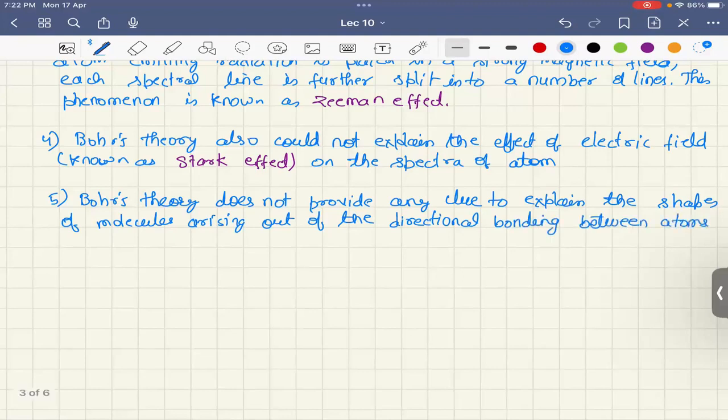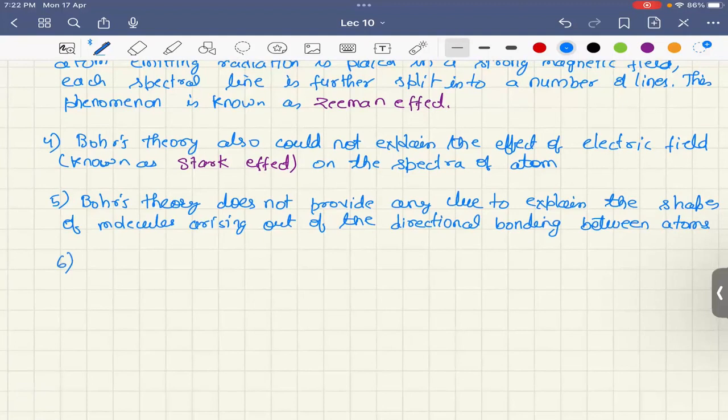Right? The sixth and major drawback of this model was that the main objection to Bohr's theory came from the new principle, namely the dual nature of matter and the uncertainty principle. They introduced the idea of a wave character of the electron, in addition to its particle character, and pointed out that the path of motion of an electron cannot be well defined. Thus, this overruled Bohr's idea of well defined circular orbits.